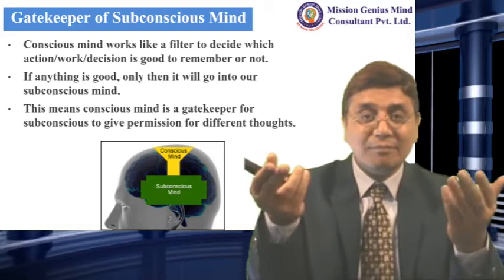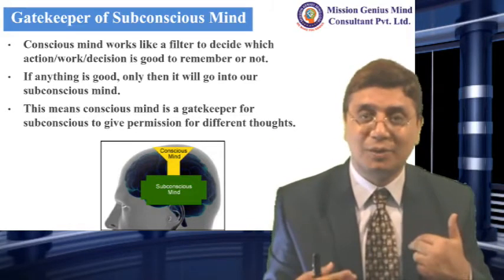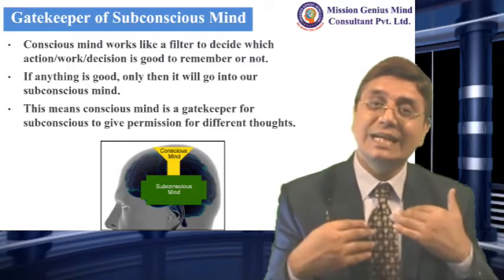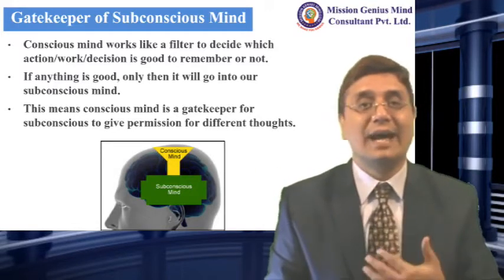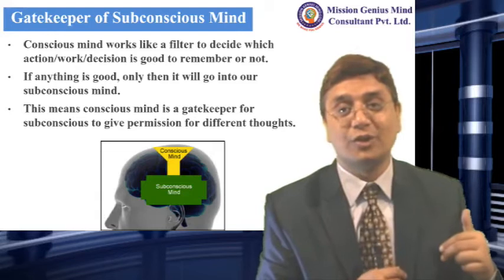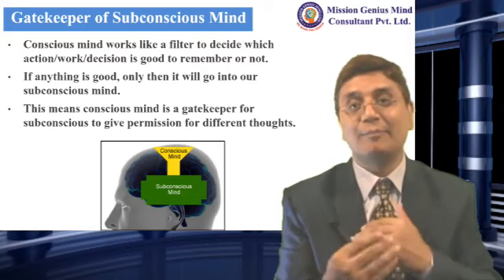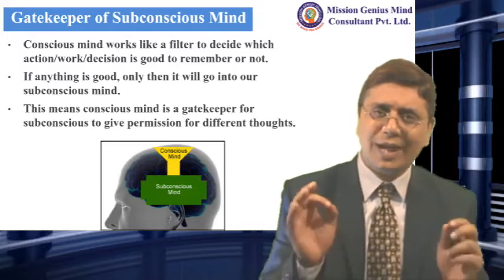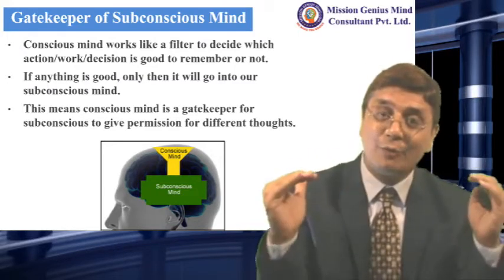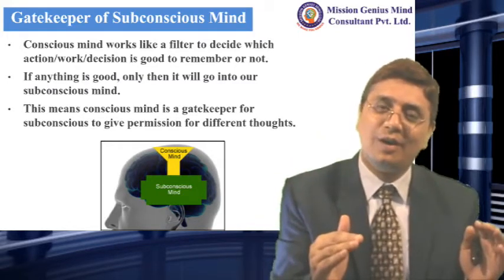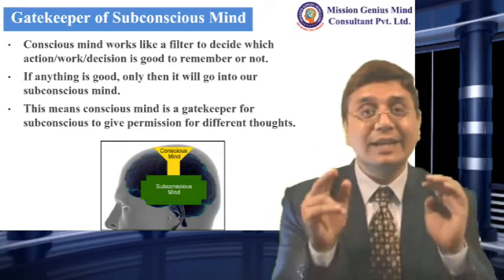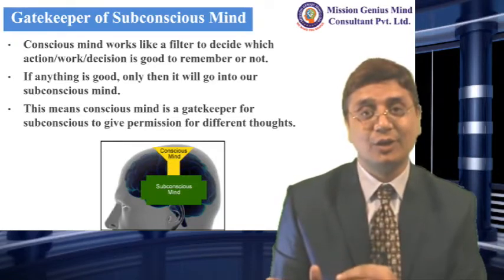If somebody mistakenly says something bad about us, and if the filter is not there, we'll directly perceive it as a habit. It will directly go to the subconscious, where it will directly impact all our behavior. So we should understand there is a filter in between, the conscious mind acts as a filter. It does not allow anything and everything to go to the subconscious.